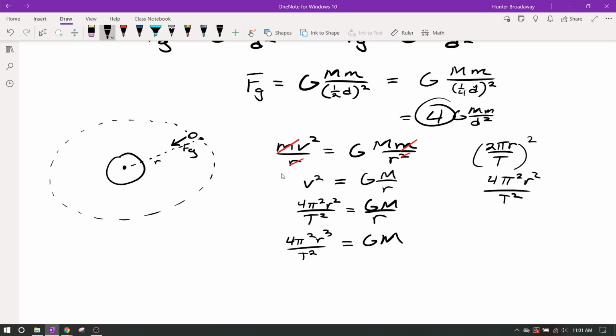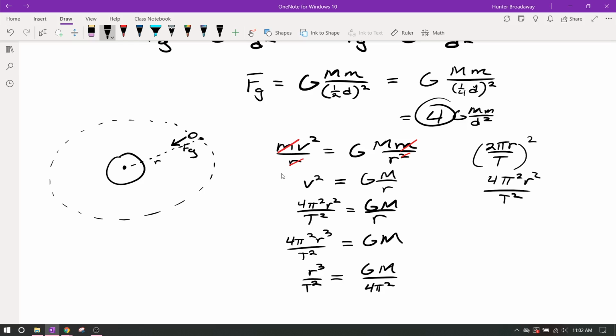Now, what we normally want to do is take everything that is a constant value that's not going to change, and move it over to one side of the equation. So 4 and pi squared don't really change. The universal gravitational constant and the mass of the object that it's revolving around don't really change either. So I'm going to put 4 pi squared over here, and on this side this is r cubed over T squared. Okay, this is the Keplerian constant.